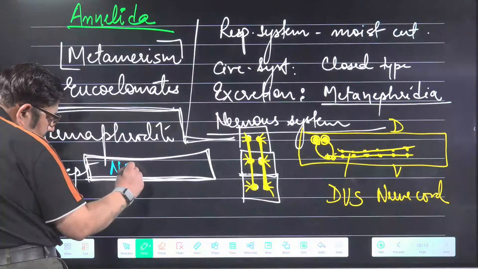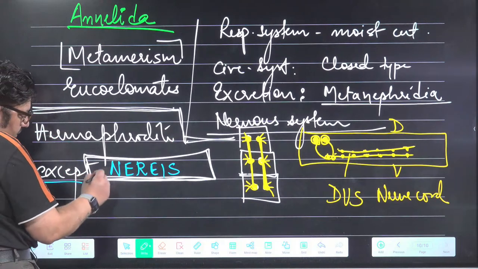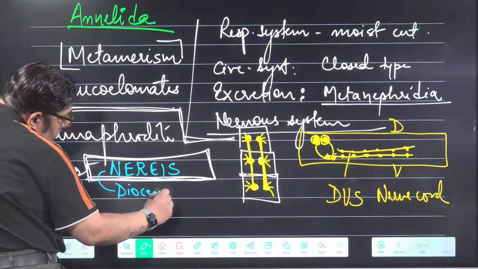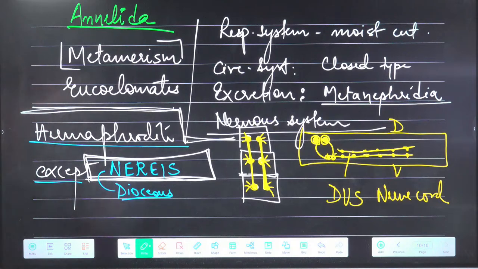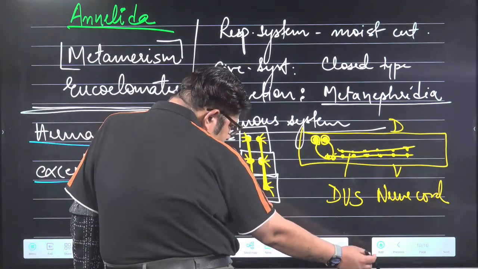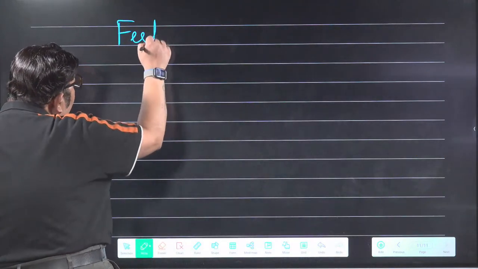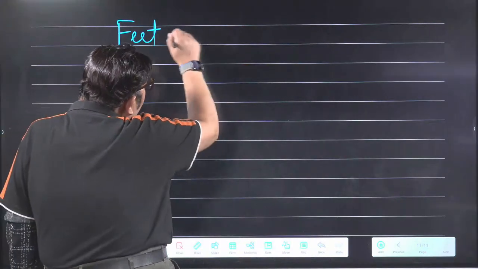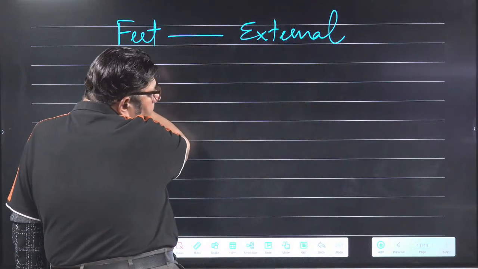I'll write Nereis in blue color. Nereis is dioecious. Most of them are hermaphrodite, but Nereis is dioecious. Okay, beta? Understood? Fertilization. How is fertilization? It is external. Here also there is an exception.